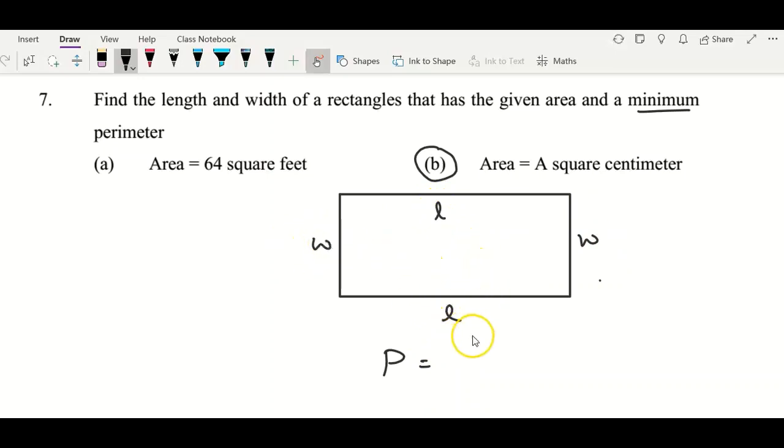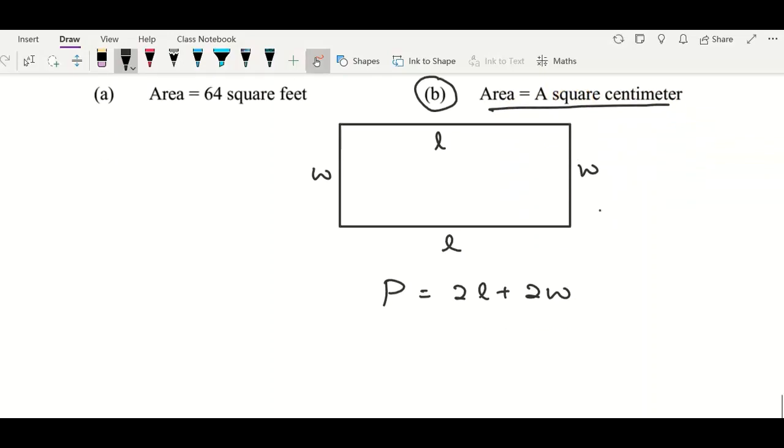Perimeter means that you add up the lengths of all the edges, that will be 2L plus 2W. I'm going to find the minimum perimeter, meaning that I need to find dP/dW or dP/dL, depending on which variable we eliminate. So how do we change this expression into a single variable? We'll look at this information. The area is equal to A square meters.